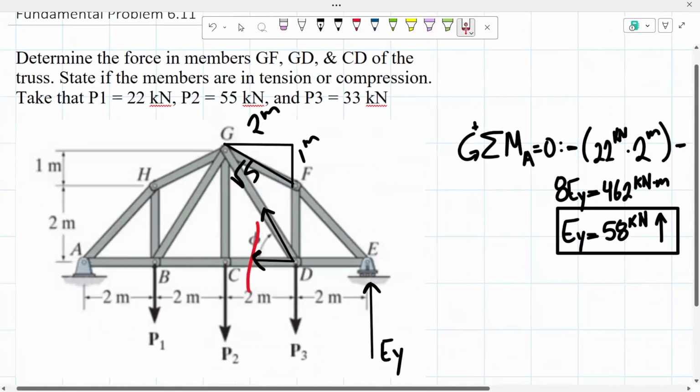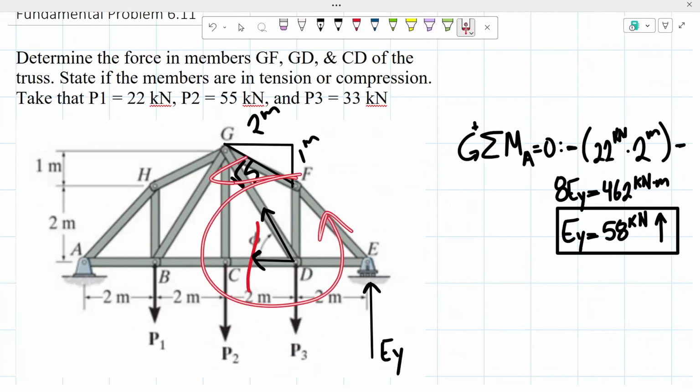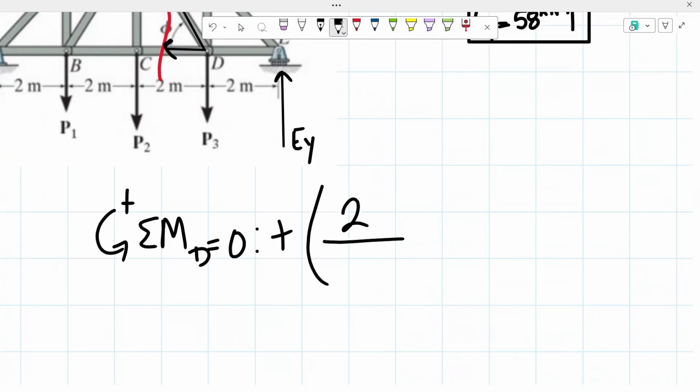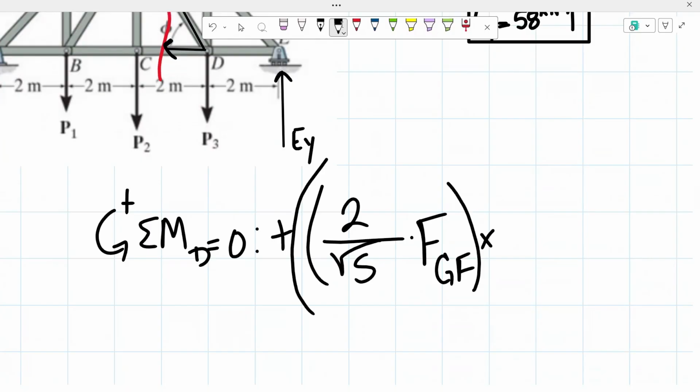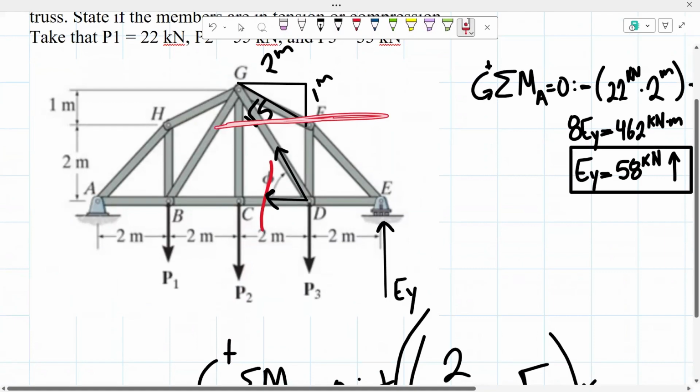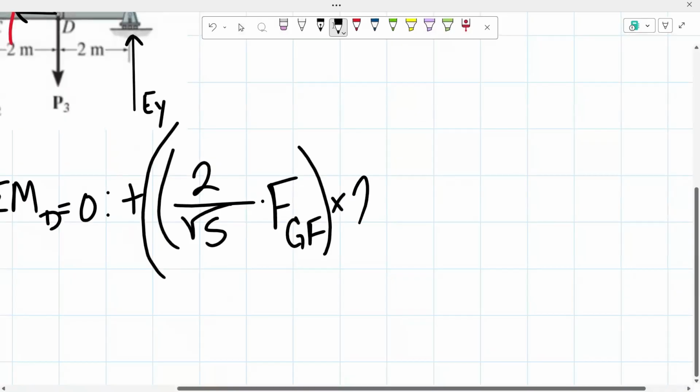Okay, since our force is going to the left, we know it's going to be creating a counterclockwise moment, meaning a positive moment. So we have a positive moment of our force. We said to get the horizontal component of it, we would have to multiply it by 2 over the square root of 5 times the force of GF, so this is our force right here. And then our distance, since it's the horizontal component, from here to here we have a distance of 2 meters, so times 2 meters.